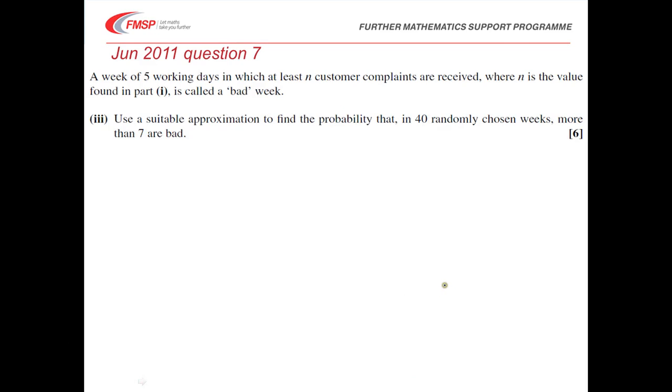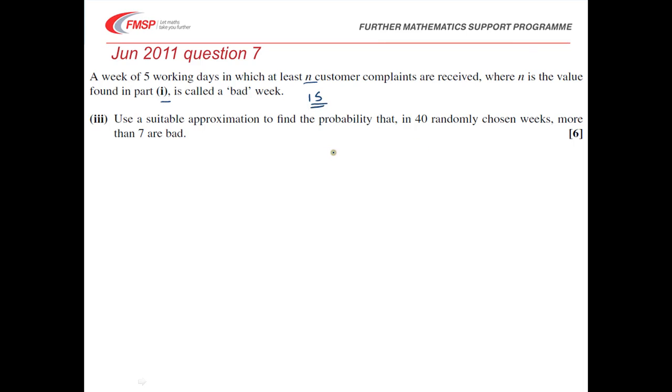In total, it's worth 14 marks, but now a week of 5 working days in which at least, so that's the same question, a week of 5 working days in which at least n customer complaints are received, where n is the value found in part 1, so that was 15, is called a bad week.